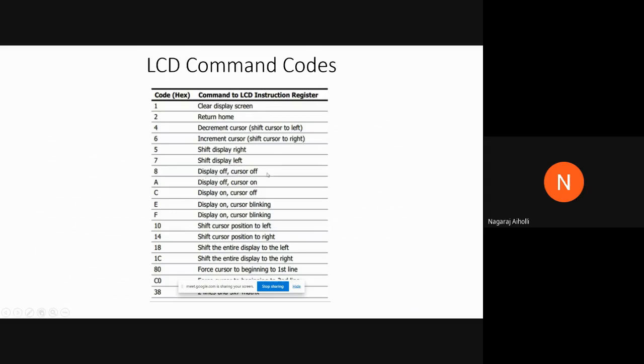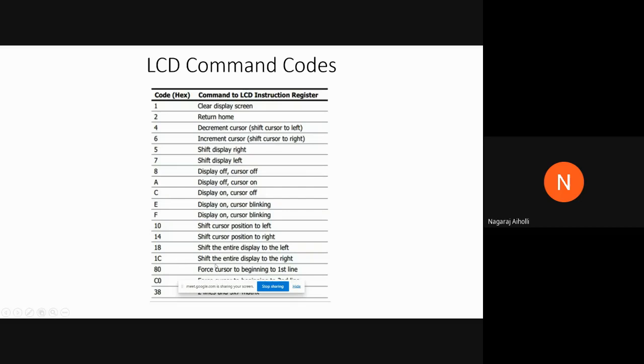08, display off, cursor off. 0A, display off, cursor on. 0C, display on, cursor off. Then 0E, display on, cursor blinking. Then 0F, display on, cursor blinking. Then 10 hex, shift cursor position to left, similar to 04. There are two sets of signals for shifting the cursor to the left: 04 and 10 hex. For shifting the cursor to the right, 06 and 14 hex. Also, to shift the display right, it is 05 hex.